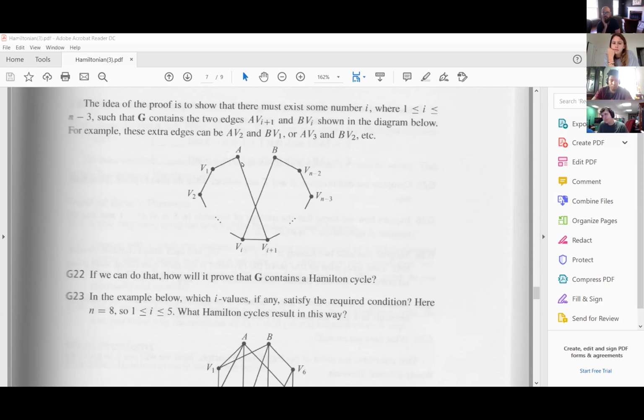So Sam, do you remember where the cycle is in this picture? Yeah, I get where the cycle is. It's all the way, like a figure 8.